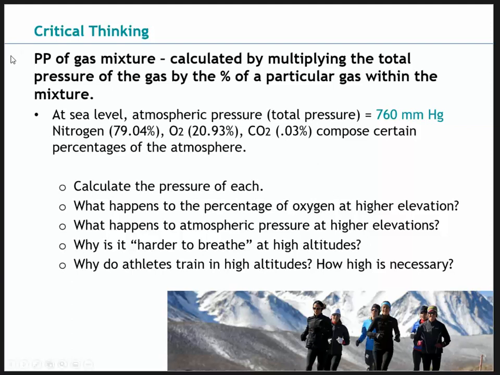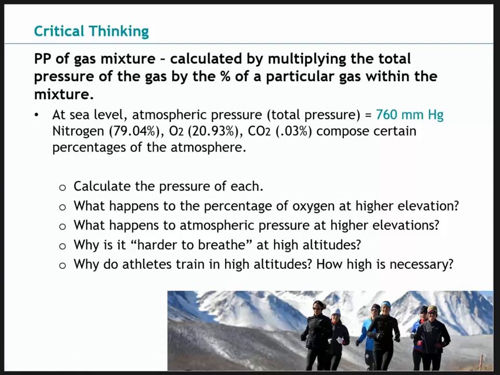What I'm asking you to do is find the partial pressure of a gas mixture. How do you figure that out? Calculate it by multiplying the percentage of each gas, which I have given you, by the total pressure that we see here. At sea level, we know it's 760 millimeters of mercury. What is that composed of? Mostly nitrogen, then O2, and then CO2. They make up each of those percentages. So I'm asking you to calculate the pressure of each gas.